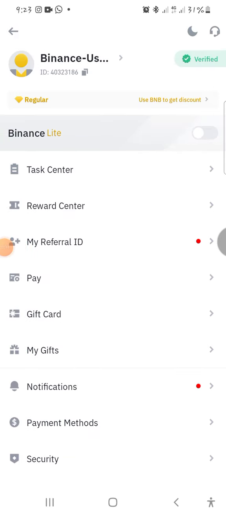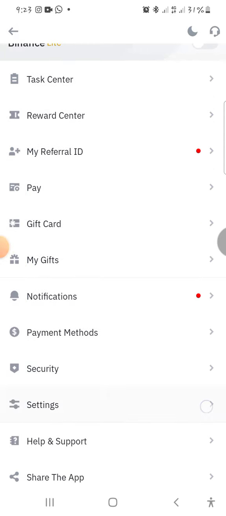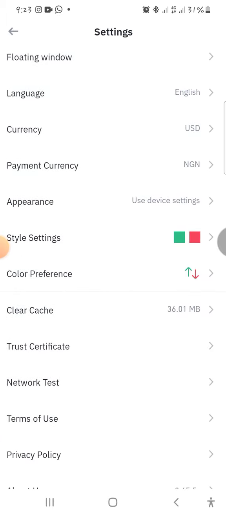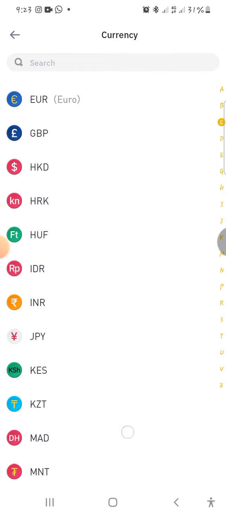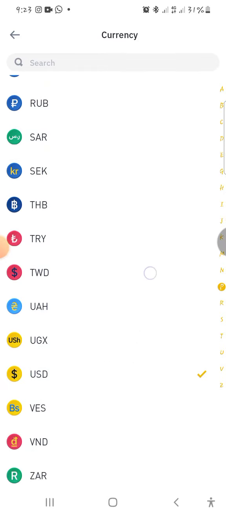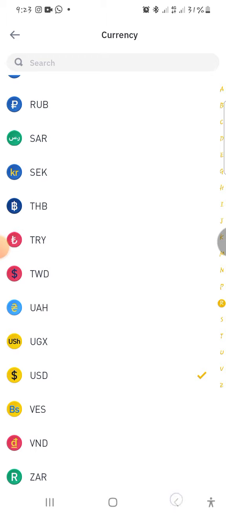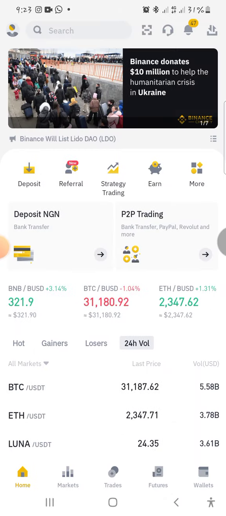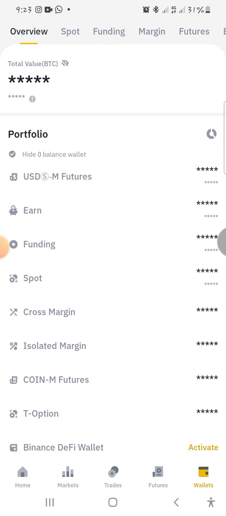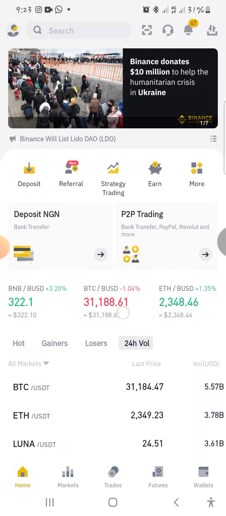Okay, now some people always ask about settings and the currency. You can see payment currency Naira. So currency is USD. This is the currency for your Binance, whichever currency you want to be seen on your wallet. So if you click USD, you'll be seeing USD. If you click the currency of a country, you'll be seeing the currency of that country in your wallet over here. You understand? So that is that about that.